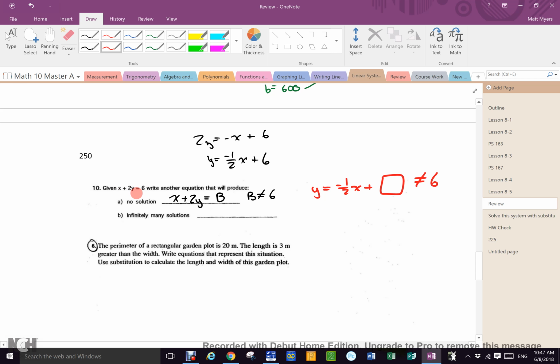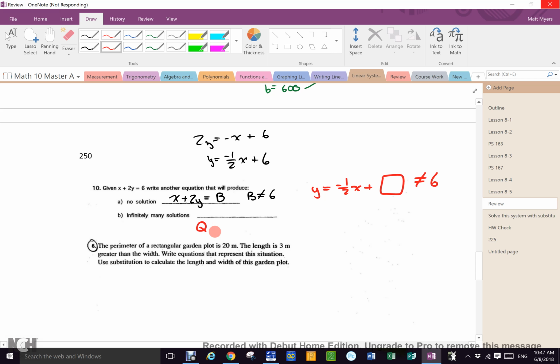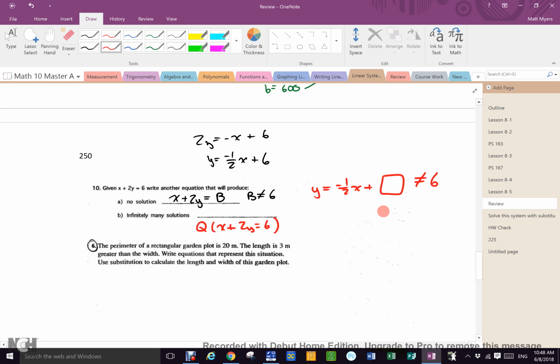Could you just also put just the same factor equation? You could. But it does specifically say write another equation. So any number, q times x plus 2y equals 6. Any number there. And you're going to be okay. And that's for 2 marks. Is everybody good? All right.